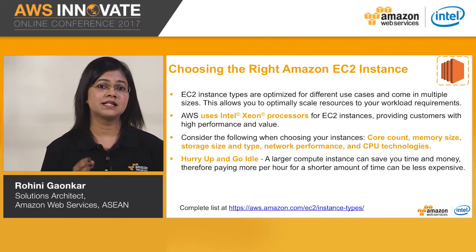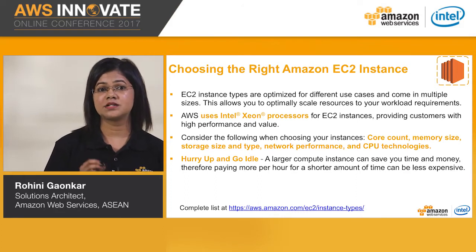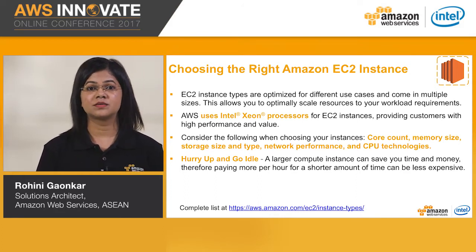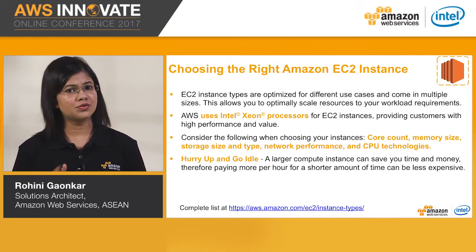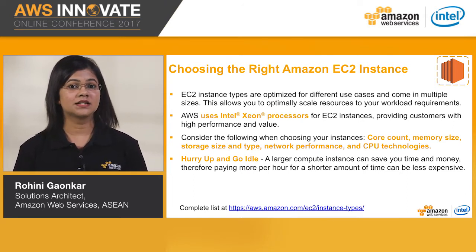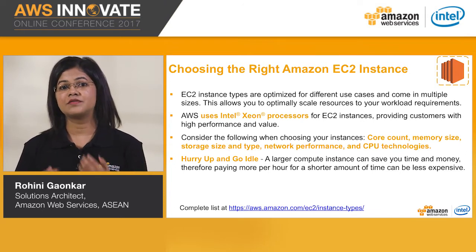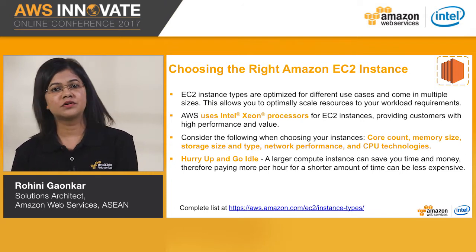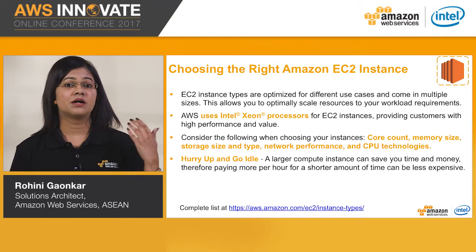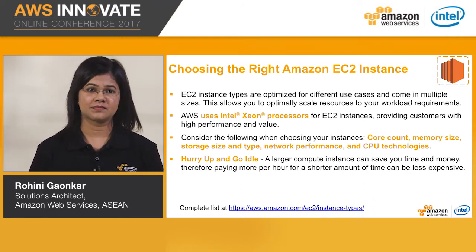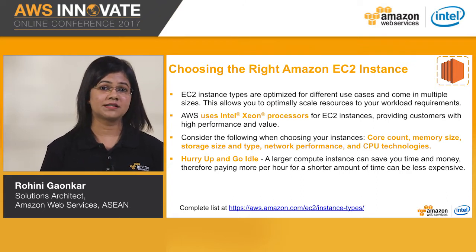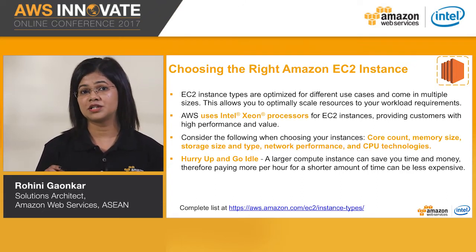AWS uses Intel Xeon processors for the EC2 instances to provide customers with high performance and value for their computing needs. When you choose your instance type, you should consider the several different attributes of each family, such as number of cores, the amount of memory, amount and type of storage, the network performance, and processor technologies. Another important consideration is the total cost of ownership.